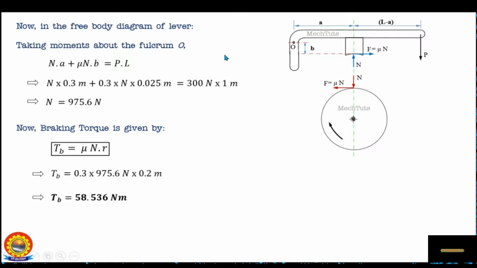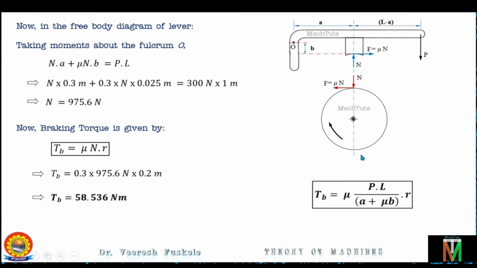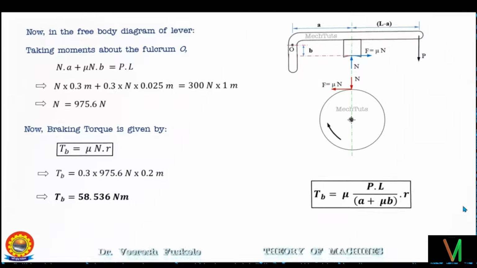So this is how you can find out. This is one of the methods. We could have directly used the formula which we derived earlier. TB is equal to mu PL R upon A plus mu B. So directly we could use this formula, or you can take the moments and find out the value of TB. Let's see the next problem.